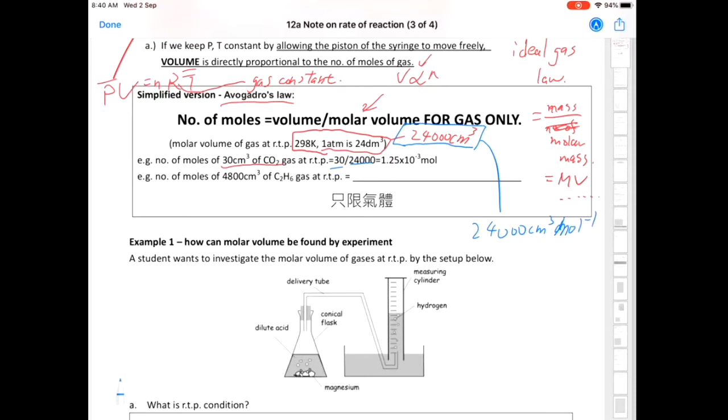And do you understand how to do this kind of calculation? Oh, if you understand, just try the second example.